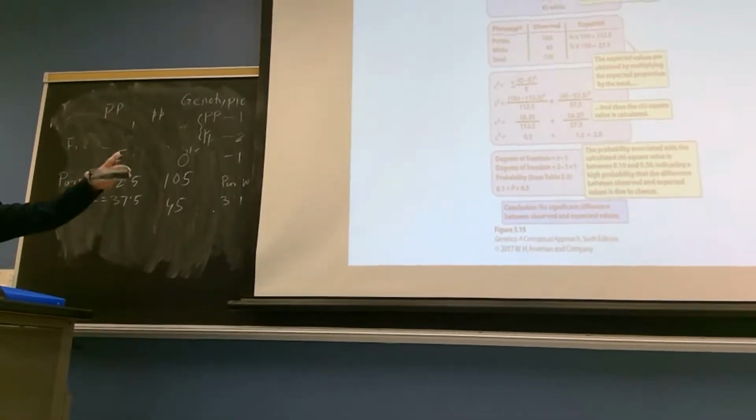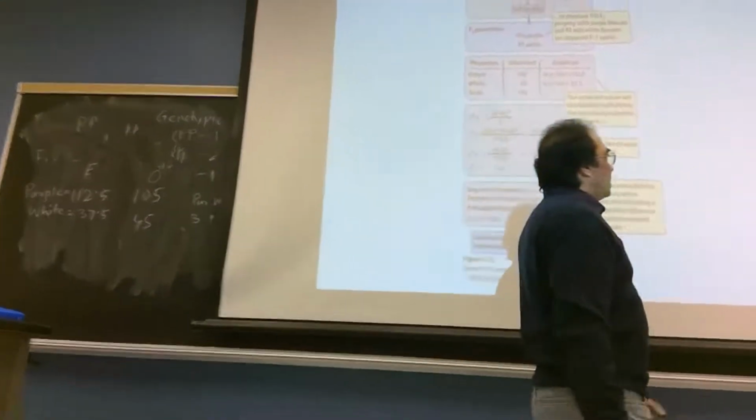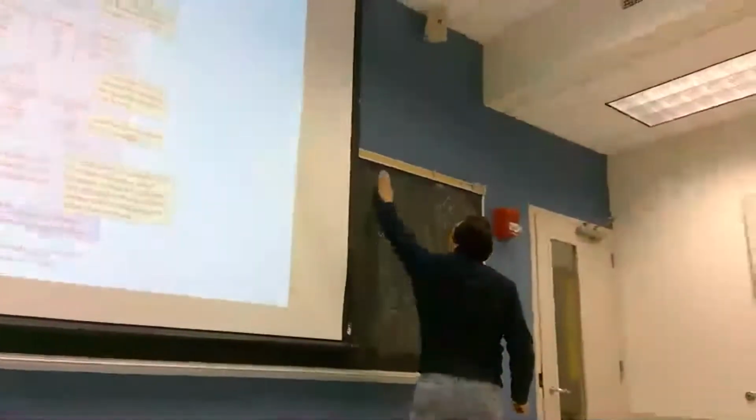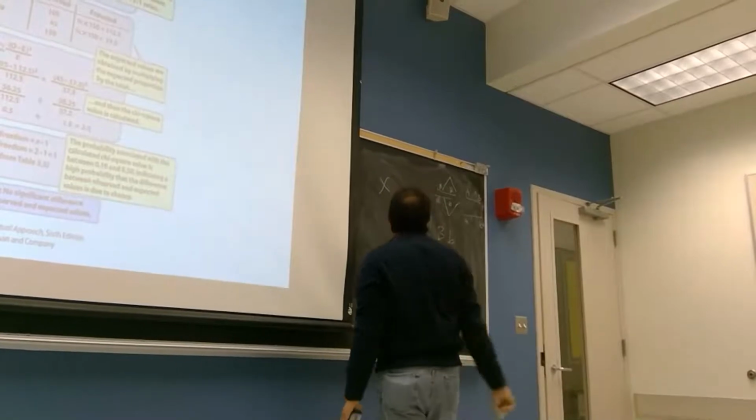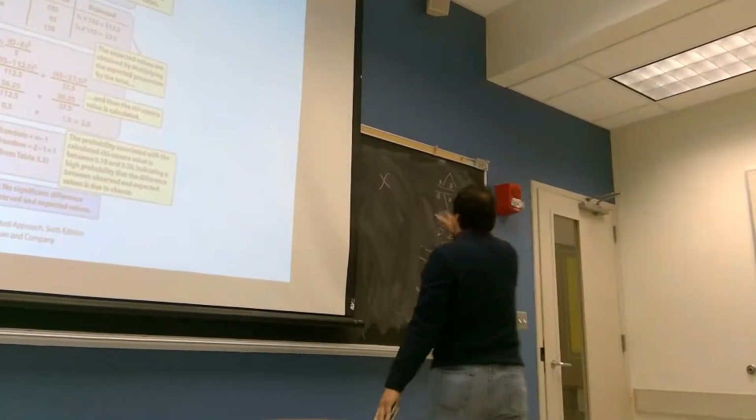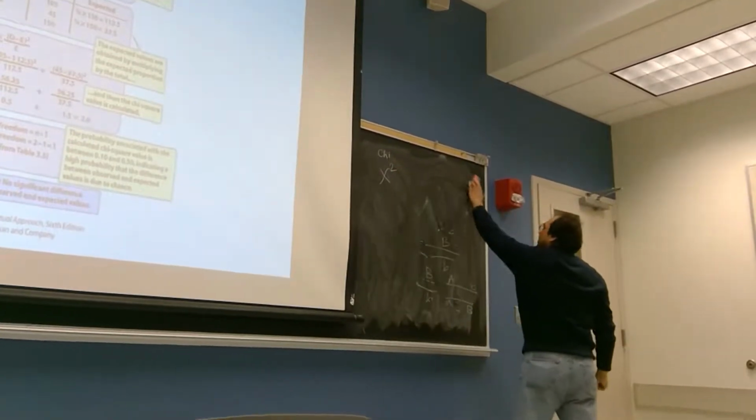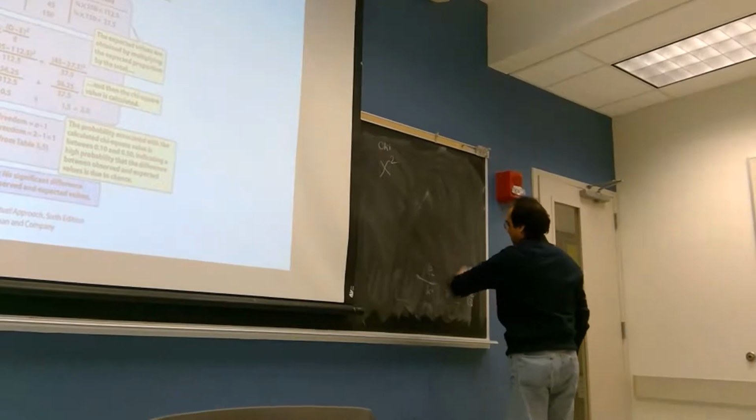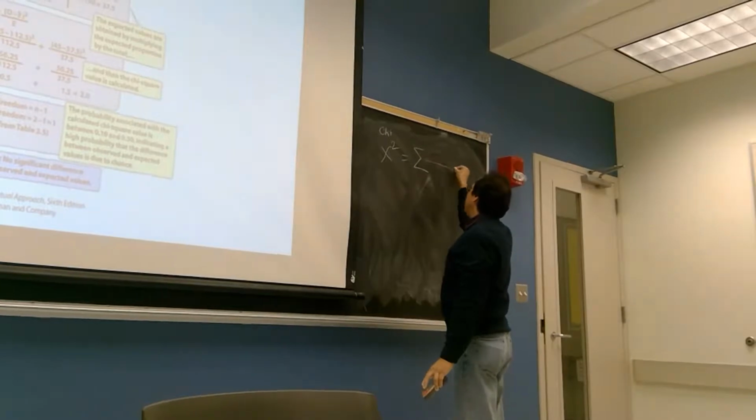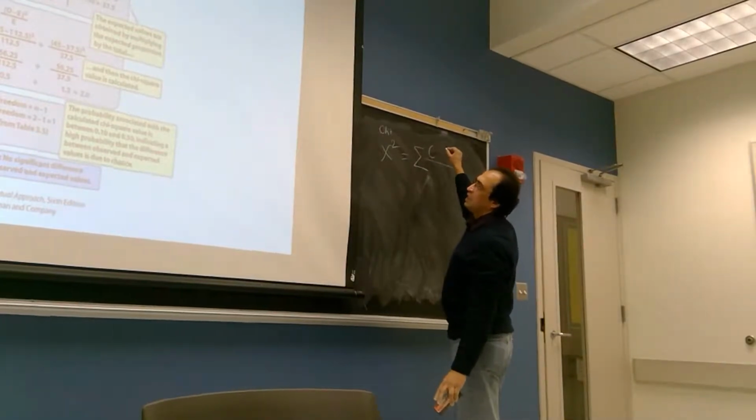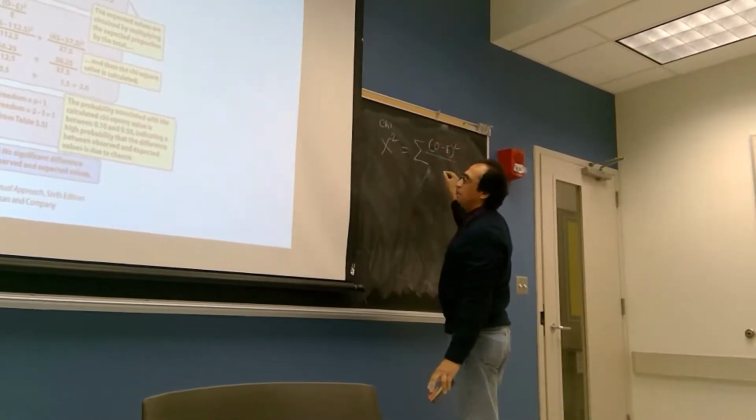To do this, we need to do the chi-square test. Now, what is the chi-square test? This X-like structure is called chi in Greek. And chi-square is equal to sigma, that is summation, observed minus expected, whole square, divided by expected.